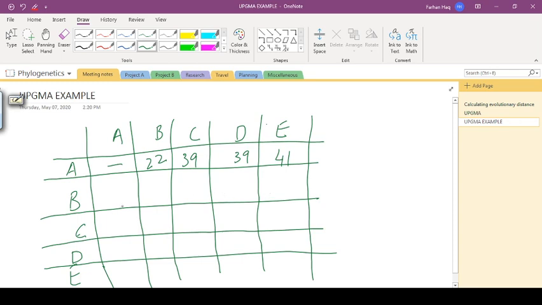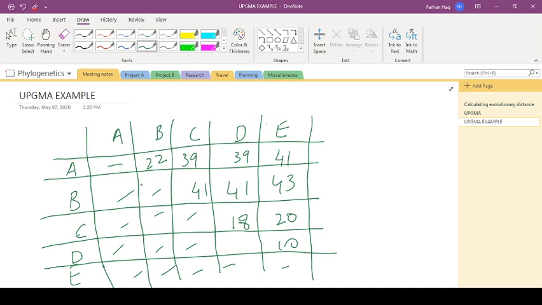B and C is 41, then 43, and so on. C and D is 18, C and E is 20, and 10. We don't have to write it again and again because it's already written; this is a 2D matrix. What we discussed is that, based on decreasing similarity, the two sequences which are most closely related are first clustered together. So what do you think?